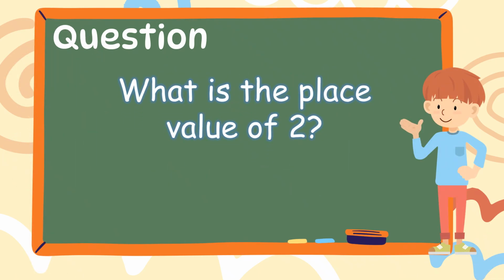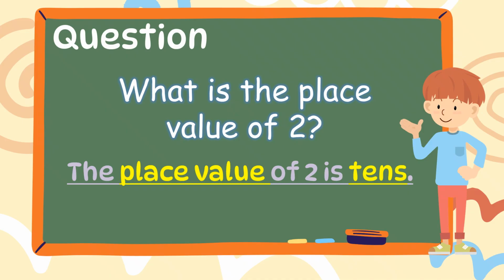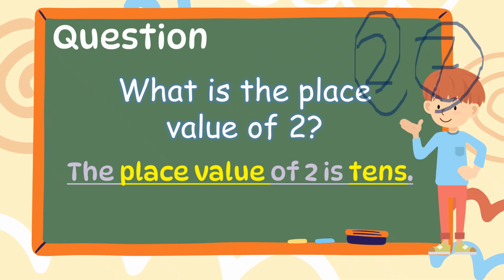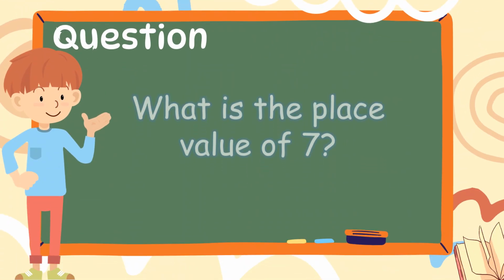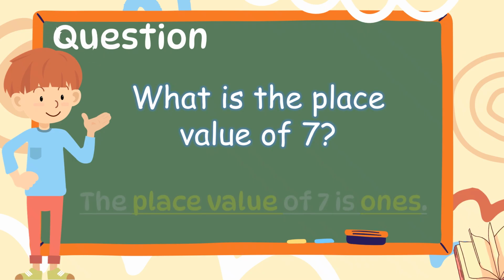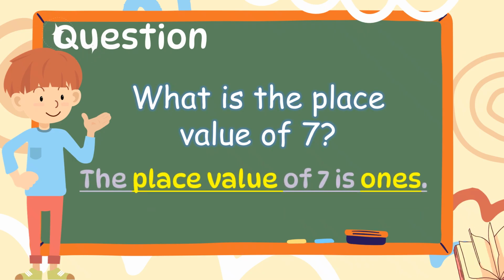What is the place value of 2 in 27? Right, the place value of 2 in 27 is tens. If you have 27, remember that this one is the ones and this is the tens. So we already have answered this. The place value of 7 is ones.